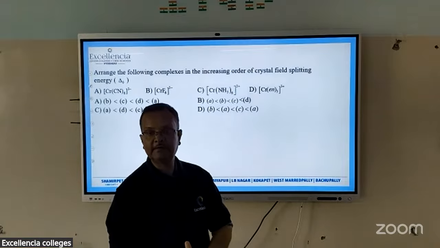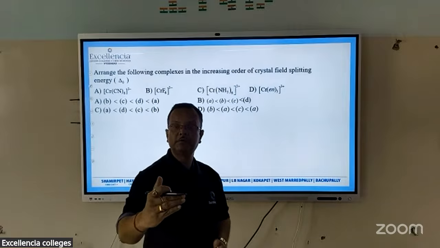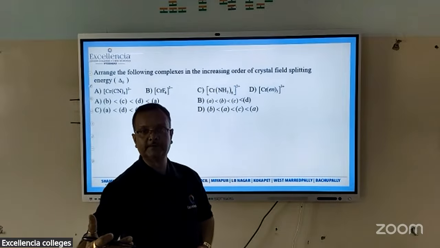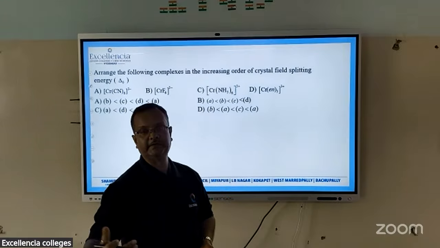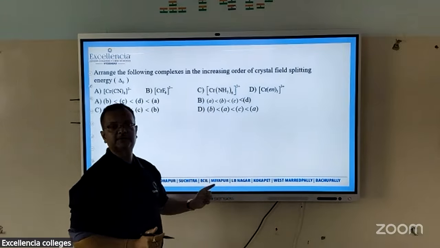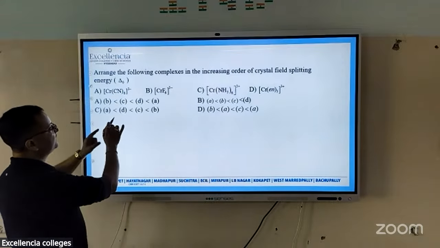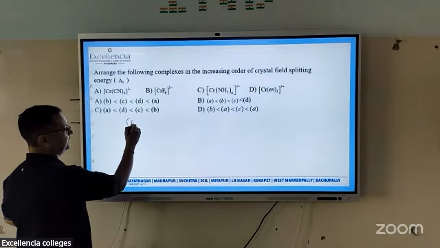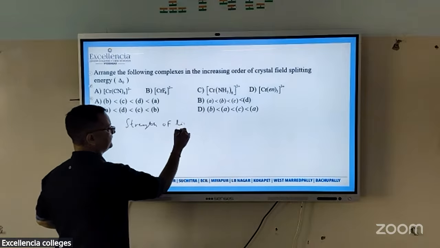And we know very well that when the ligand is very strong, a strong ligand will do a large amount of crystal field splitting, and then the energy gap is very high, and the value of delta is also very high. So we have to only compare the strength of the ligands. So tell me, which is the strongest ligand? See the strength of ligand. Then our order should come like this.